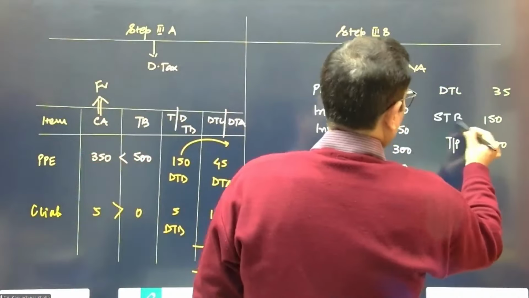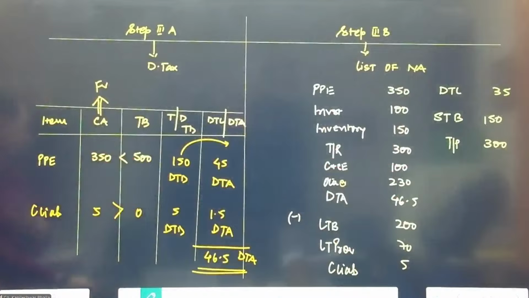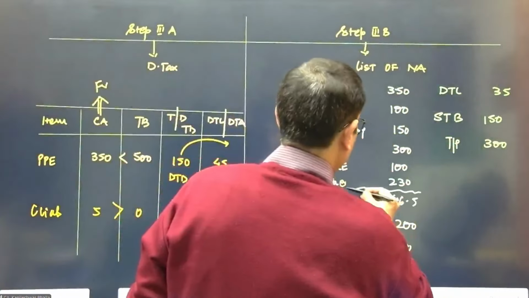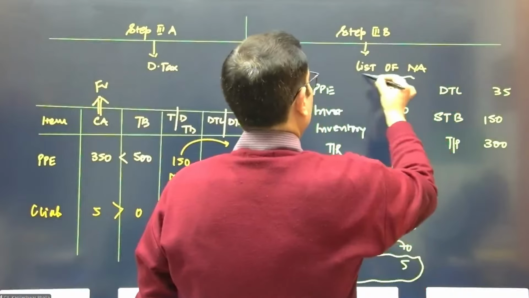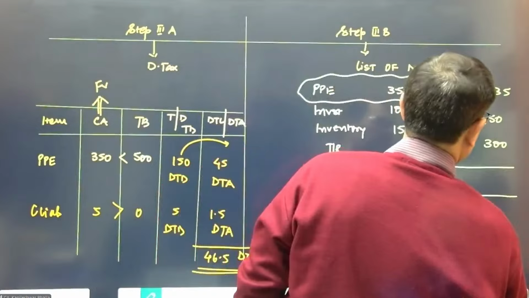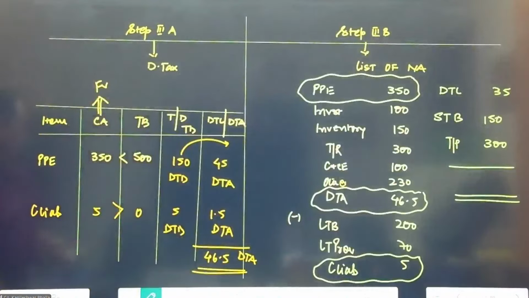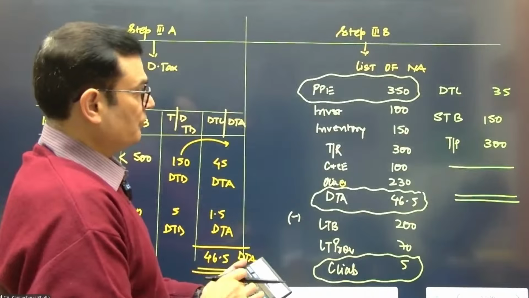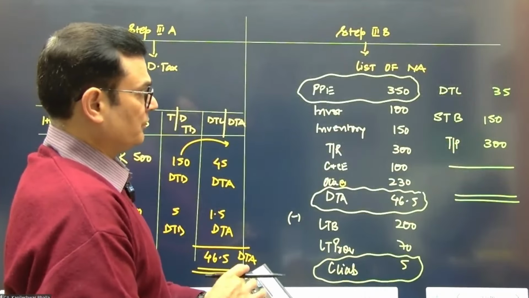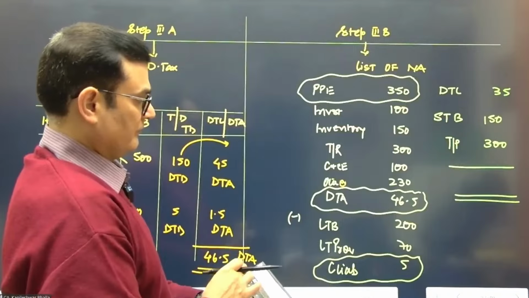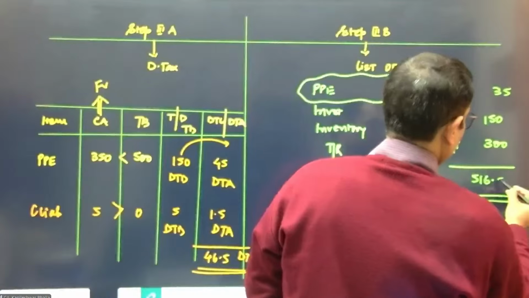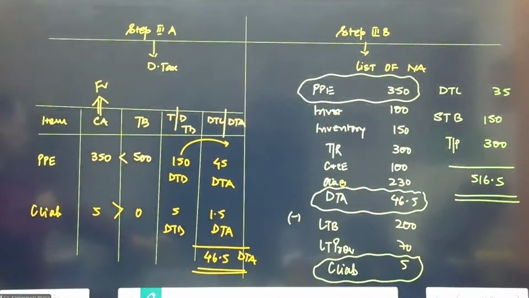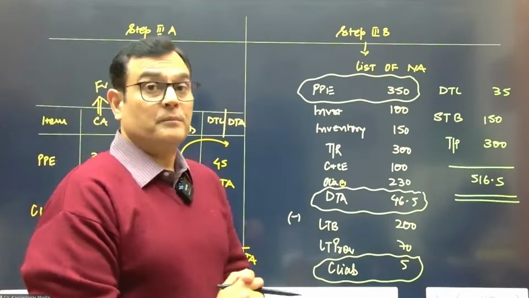I think that's it. We have taken care of all the assets and liabilities, including the deferred tax asset, which was there in step number 3A, and including the contingent liability, which has got a fair value, and the PPE, which has got a fair value. So this will give us the net assets at this stage. 350, 100, 150, 300, 100, 250, 46.5. Is it 516.5? I think it's correct. So this is step number 3B, getting the net assets.